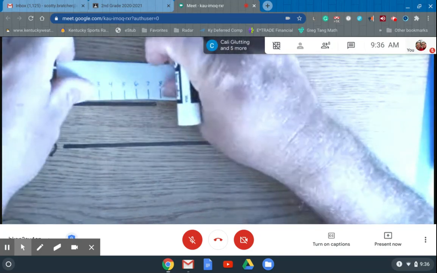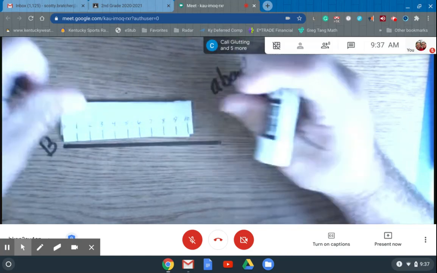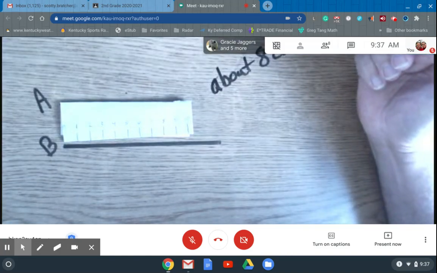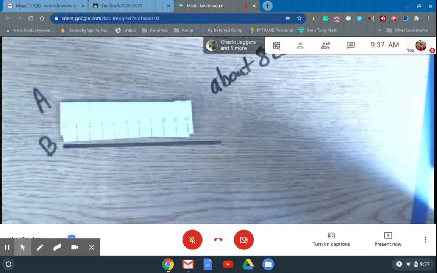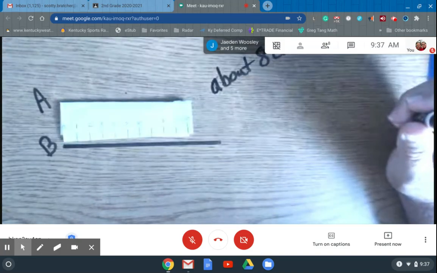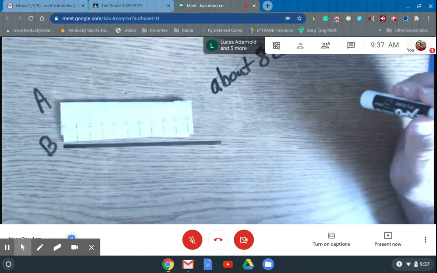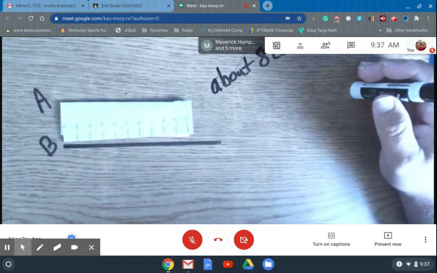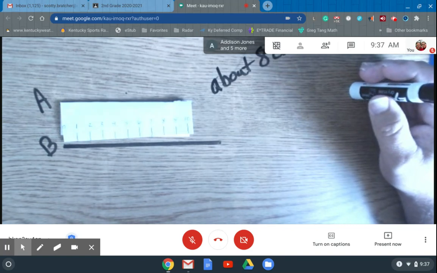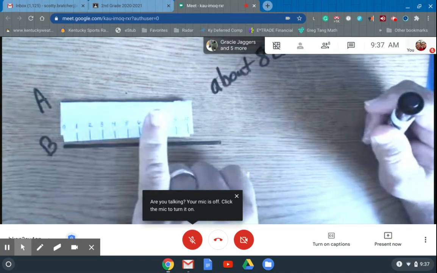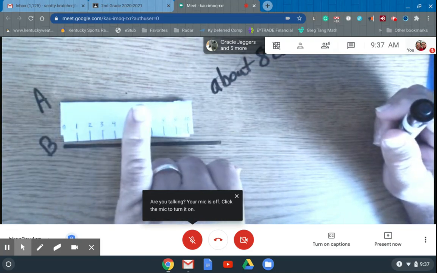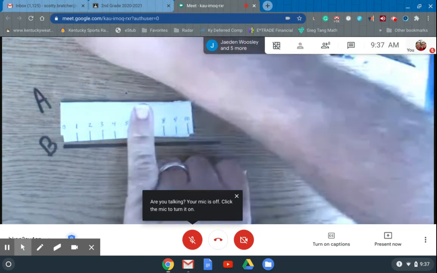Okay. I'm going to go to B, and my line's too long. What am I going to do there? Am I just going to say I can't do it, or does anybody know what I can do? What could I do? Callie's hand's up first. Callie, tell me. You could use your pinky, or you can move the ruler.